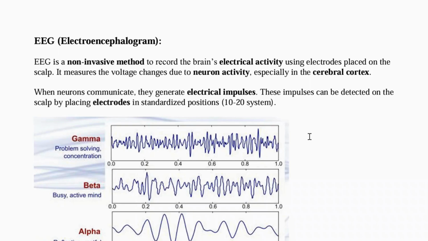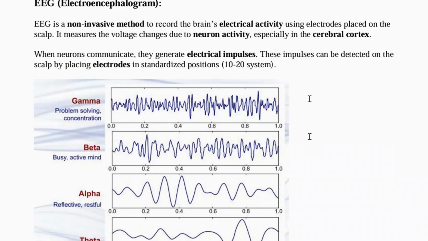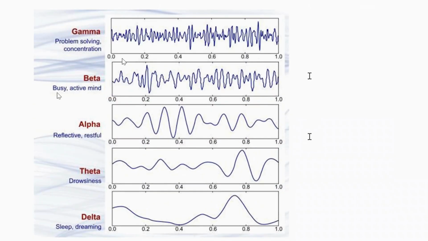When neurons communicate, they generate electrical impulses. These impulses can be detected on the scalp by the electrodes in standardized positions, that is the 10-20 system. Based on that, we get the waves, that is gamma, beta, alpha, theta, and delta.